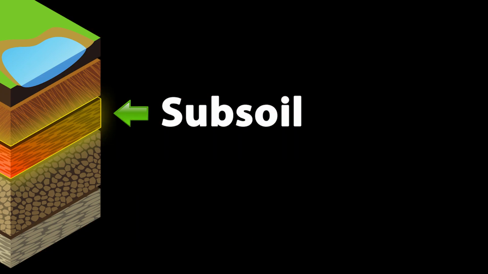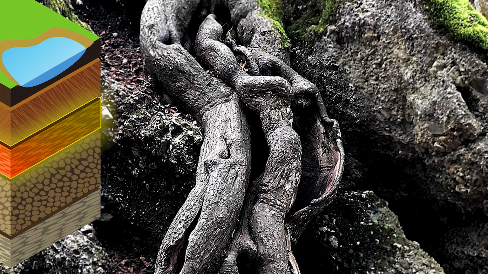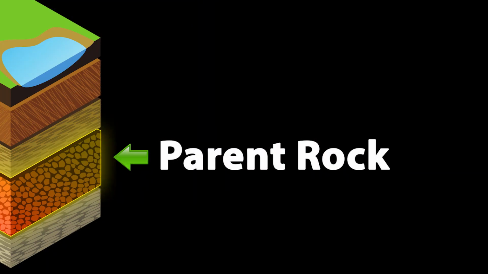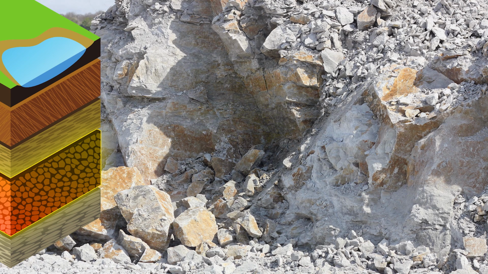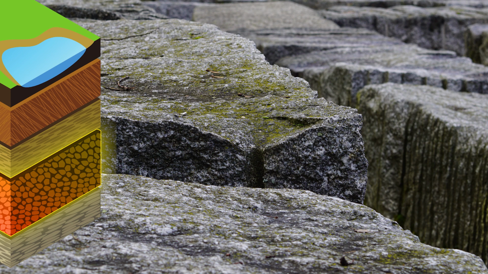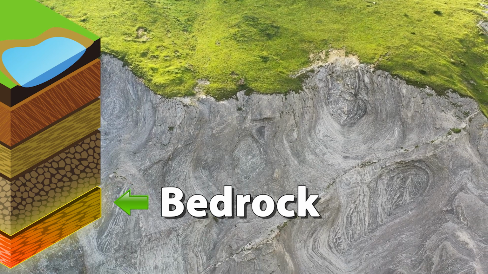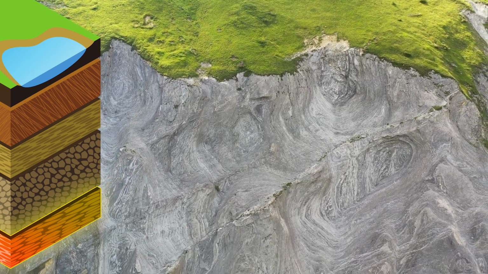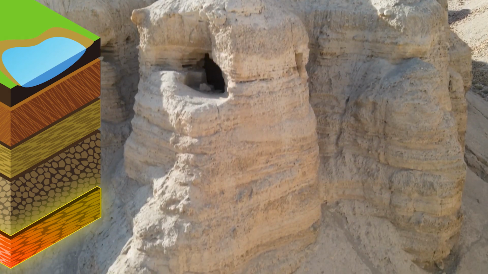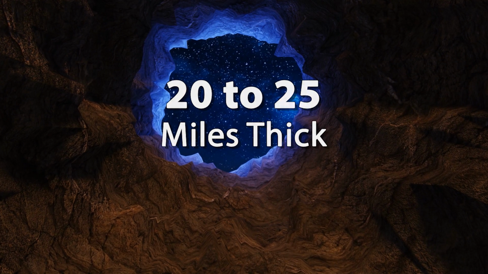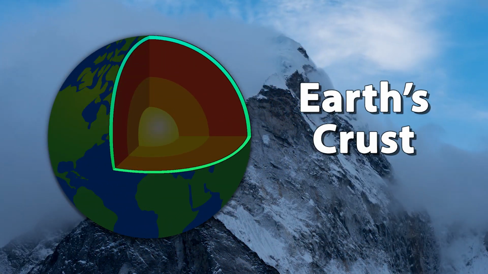The subsoil is rich in minerals, and this is the layer where we find most of our roots. The parent rock is made up of slightly broken up bedrock and has very little organic material. The bedrock layer can be found beneath all the other layers. This layer consists of large rock formations with no organic material at all. It is around 20 to 25 miles thick and is the solid part of the Earth's crust.